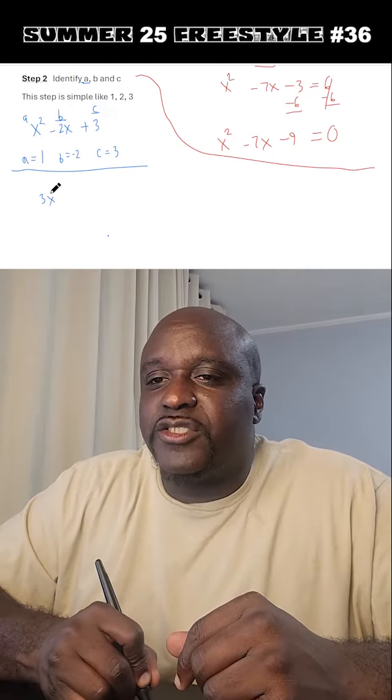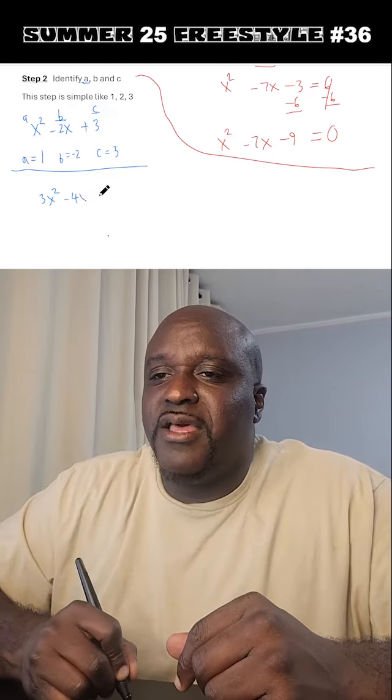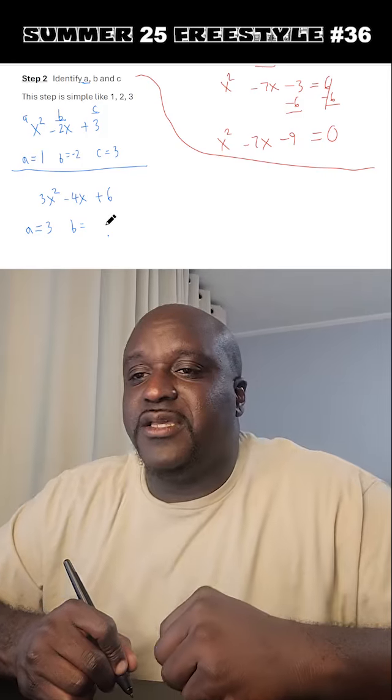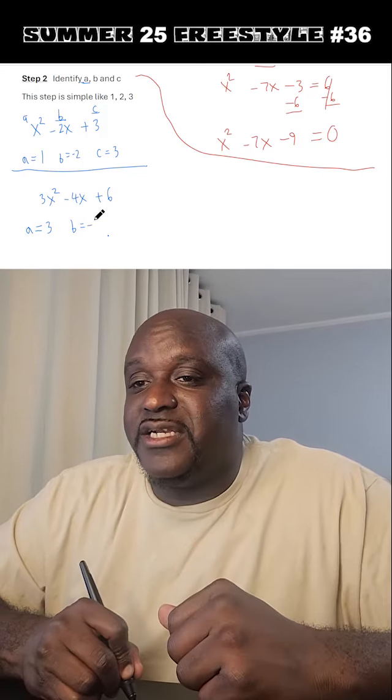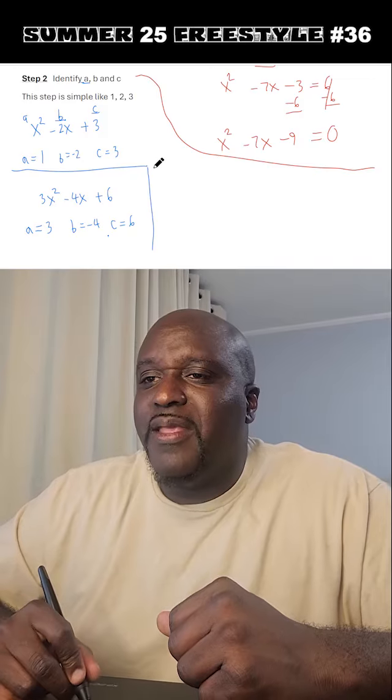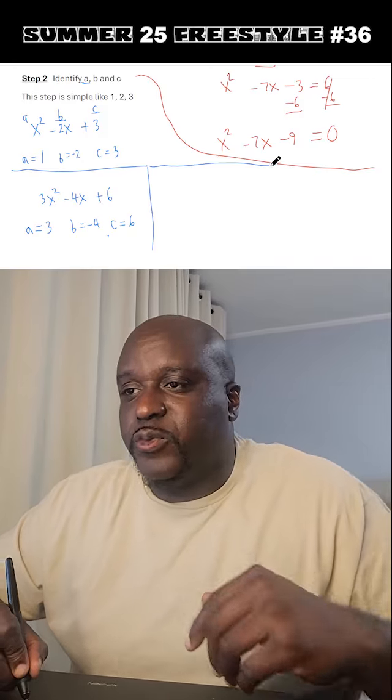I got 3x squared minus 4x plus 6, and I never get vexed. A right here next to x squared has got to equal 3. Come on, B now, can't you see? B next to the x is the -4. Now C equals 6 and we ready to roll. Let's do a few more examples and switch it up a little.